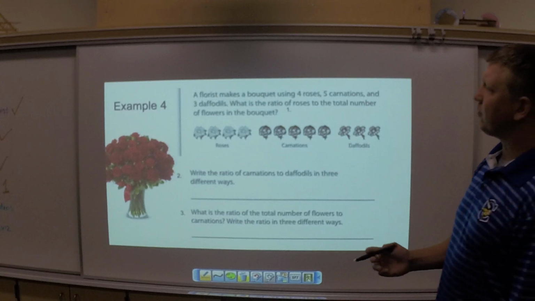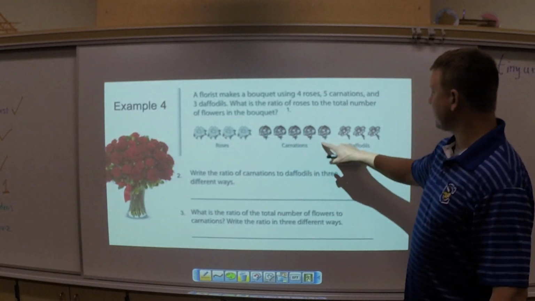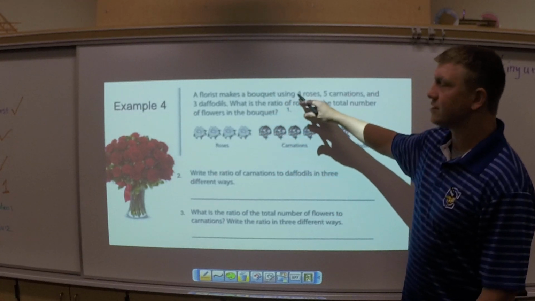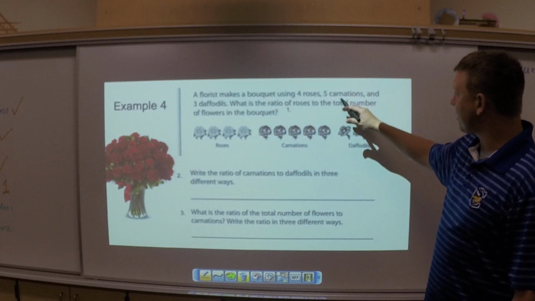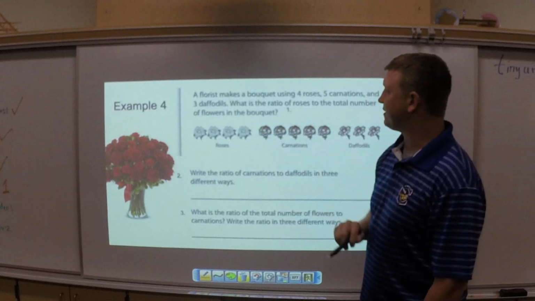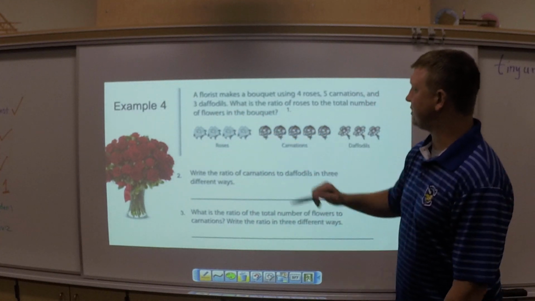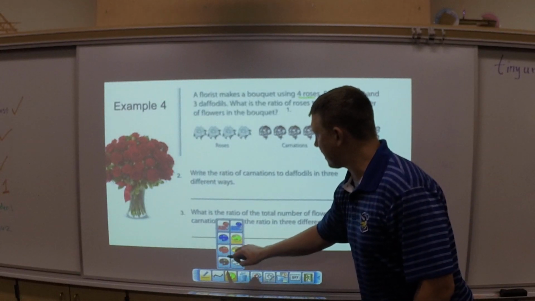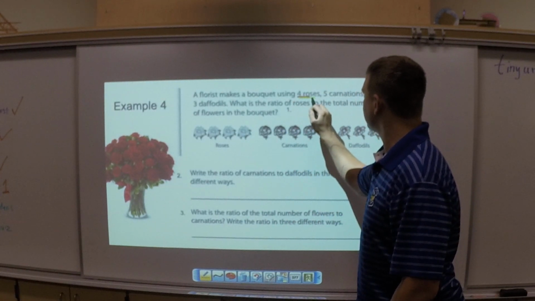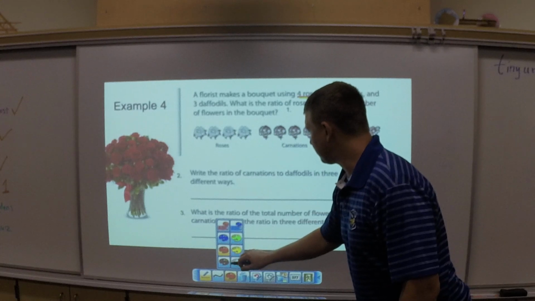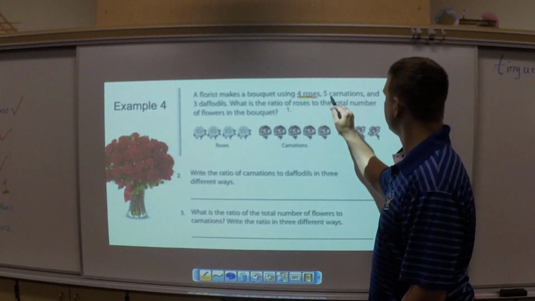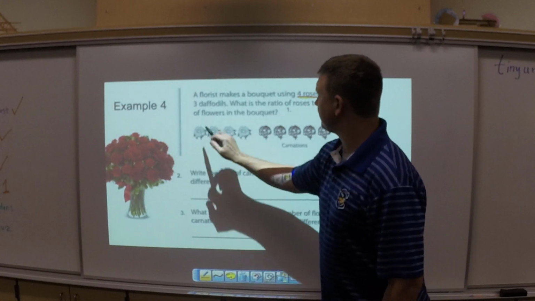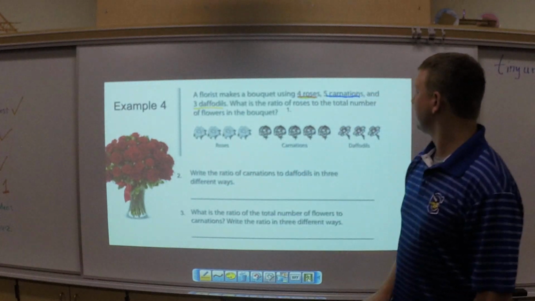What about this one? Example 4, roses, carnations, and daffodils. All right, a florist makes a bouquet using 4 roses, 5 carnations, and 3 daffodils. All right, so you can see each of those numbers right there. 4 roses. Maybe we'll use red for roses. All right, maybe we'll do blue carnations, and daffodils will be yellow. I don't know what they are, but something like that.